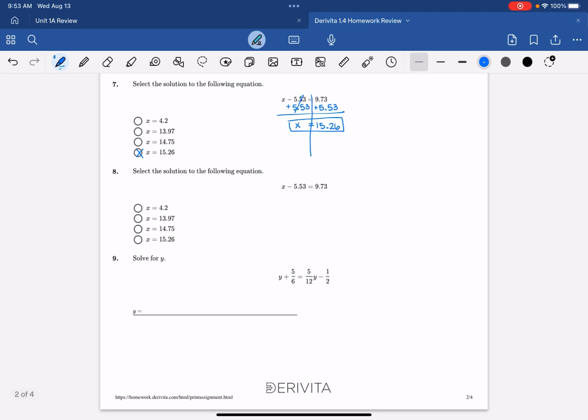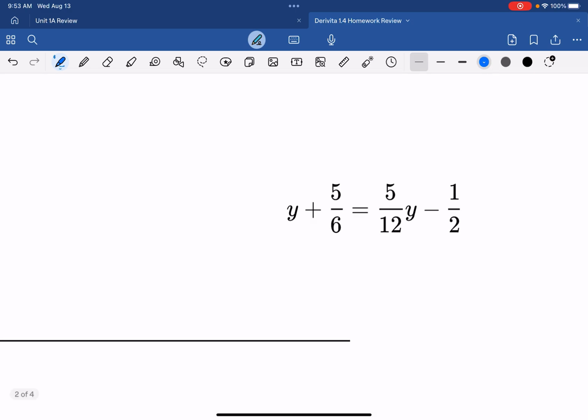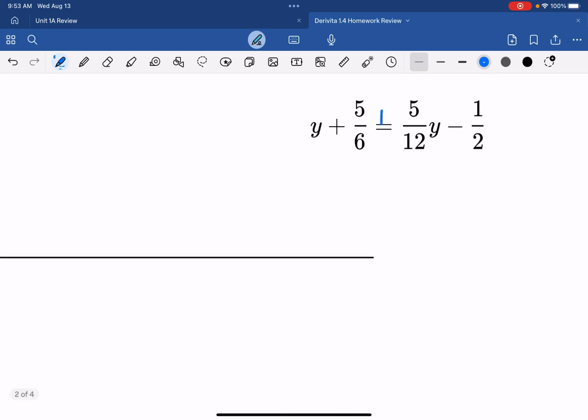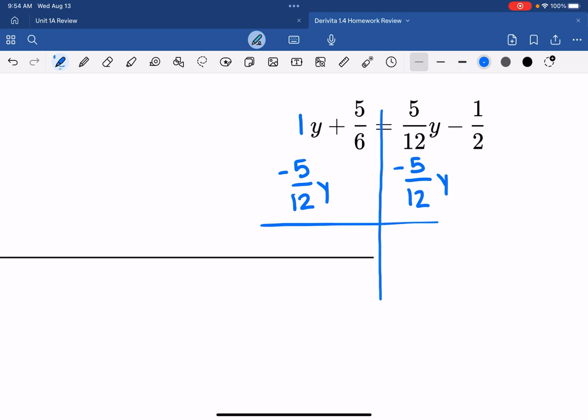And then questions 9 and 10 are going to be like the questions on your related, the first question on your related. So let's solve this one. I'm gonna subtract the 5/12 first, get the y's on the same side. There's a 1 in front of this. So you can just use your calculator to figure out what 1 minus 5/12 is. And that's 7/12. So I have 7/12 y plus 5/6 equals negative 1/2.